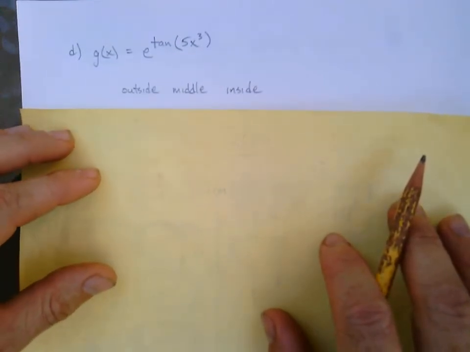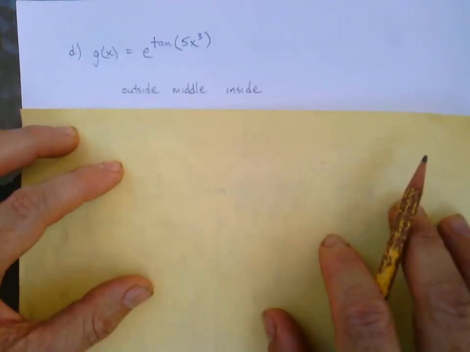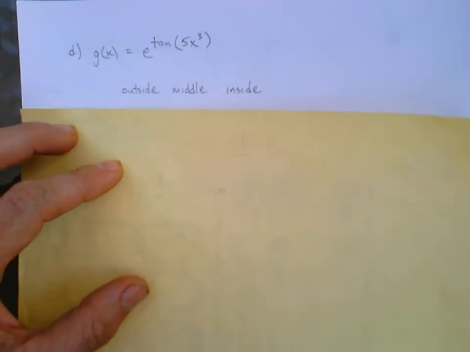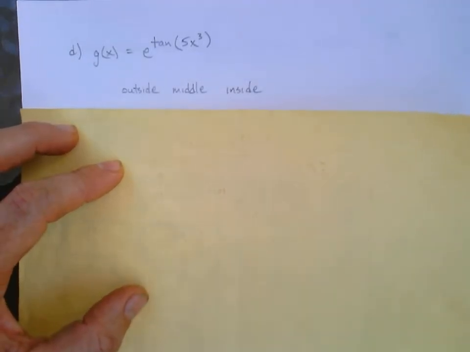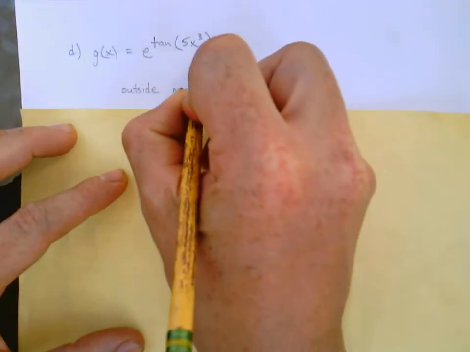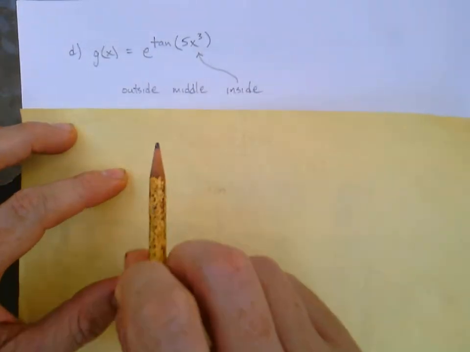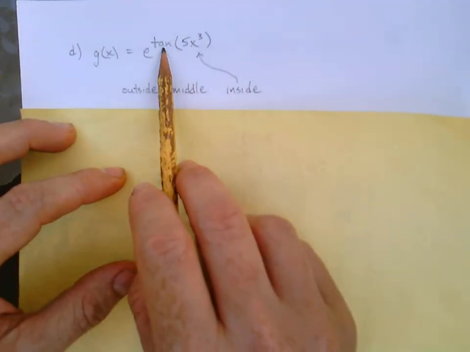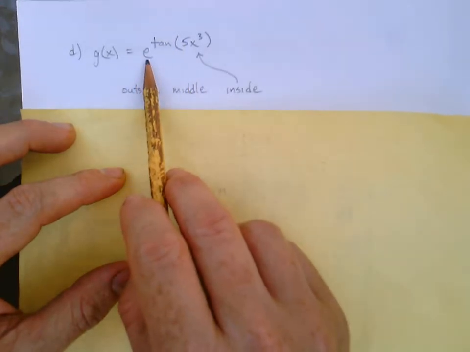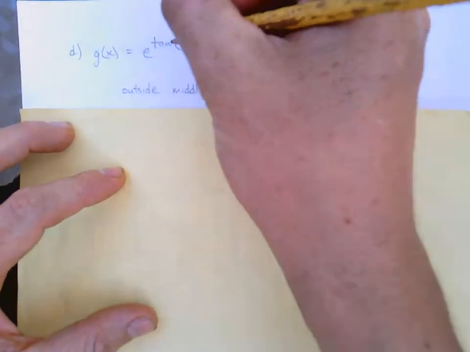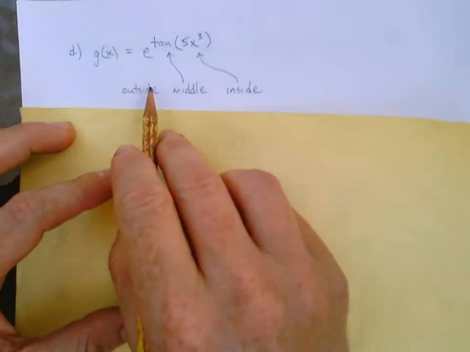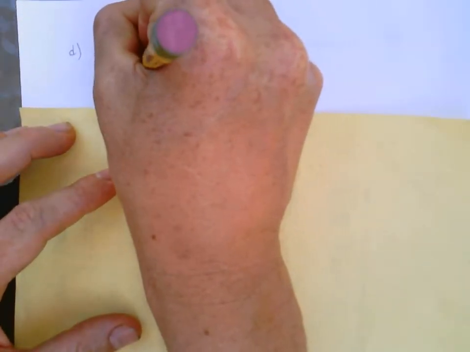There's an outside, a middle, and an innermost, an outermost, a middle, and an innermost, if you will. Which is which? The innermost is the 5x to the third. That's inside of tangent, and that whole thing is in the exponent of e. The middle is the tangent, and the outermost, in this case, is the e.